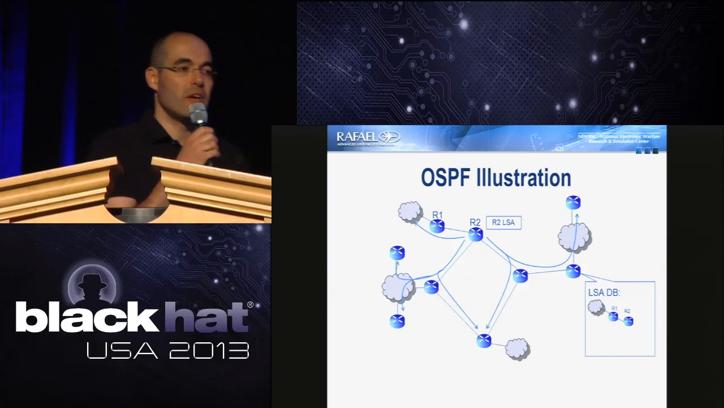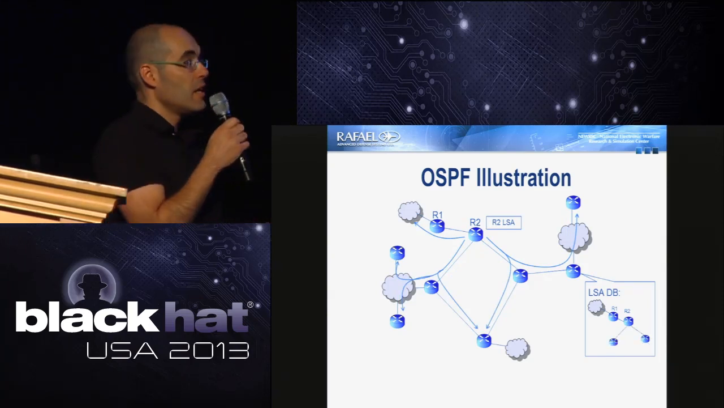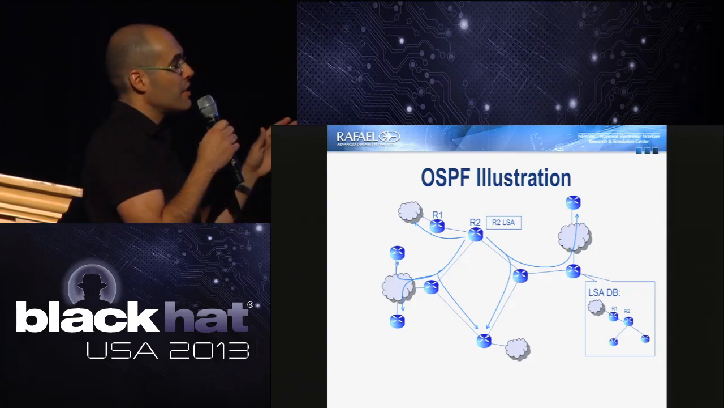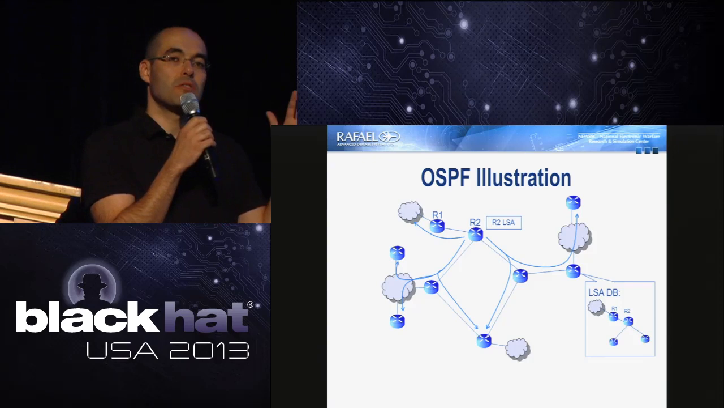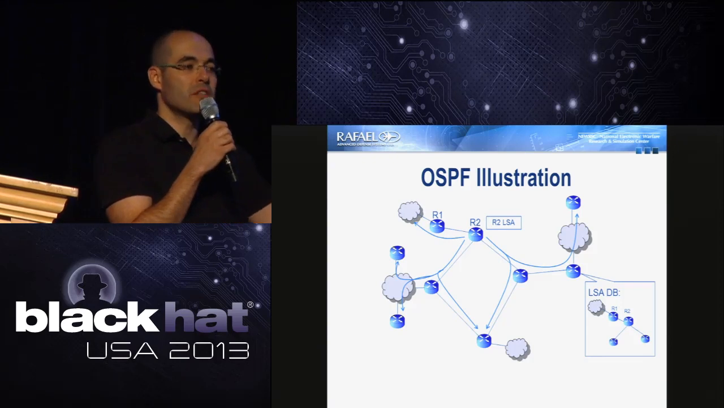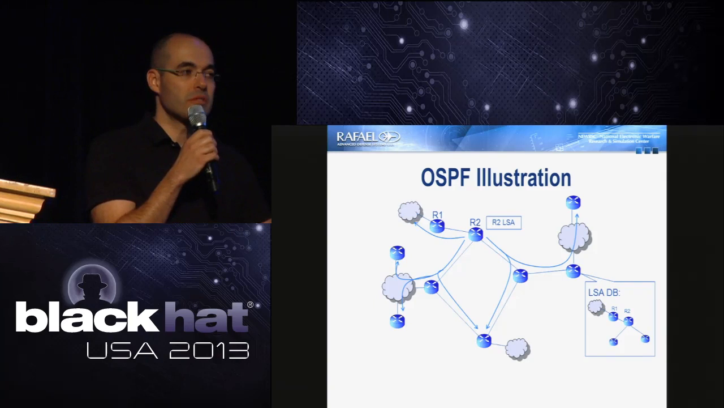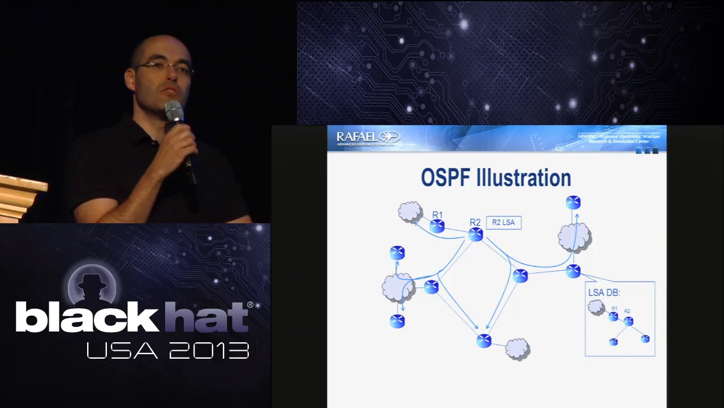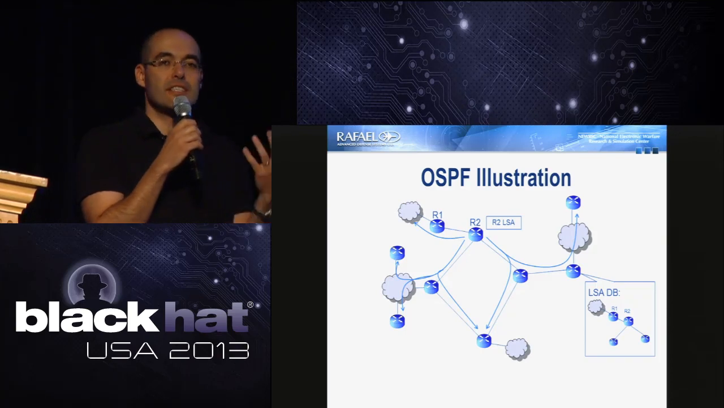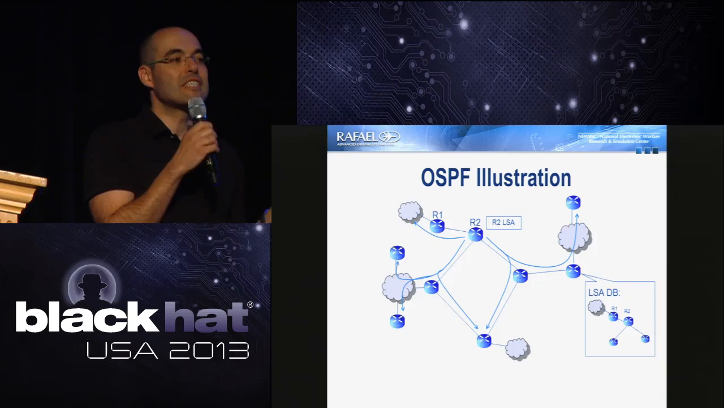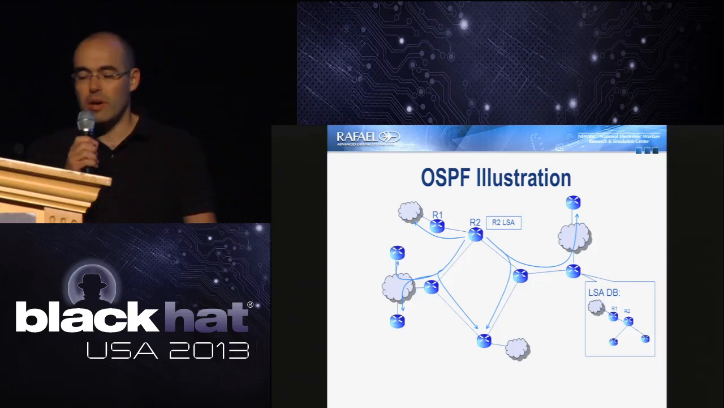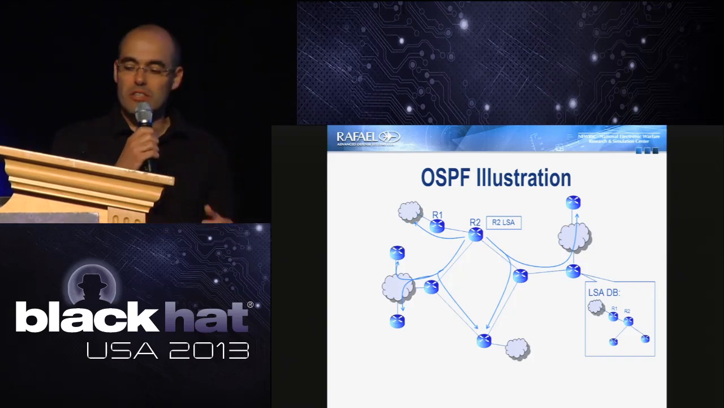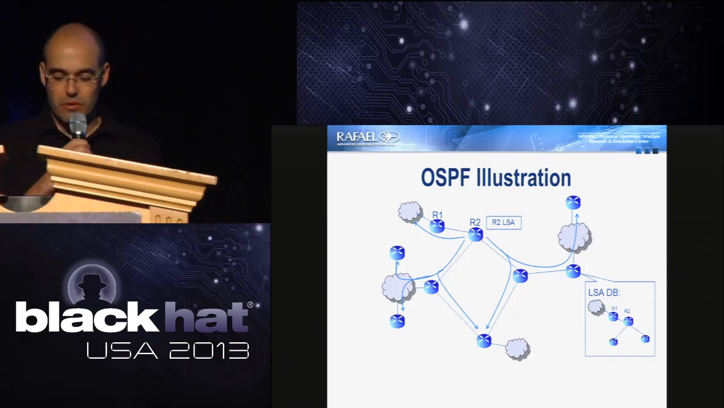When R2 advertises its LSA, it is of course again flooded throughout the autonomous system. And now everybody knows that R2 is connected on one interface to R1 and on the other two interfaces to these two other routers, and so on and so forth. This is how each and every router composes its view of the autonomous system topology. And as I said, based on this view, the routing table is calculated. For simplicity, I don't mention here the notion of areas. I assume that the autonomous system is composed of just a single area.